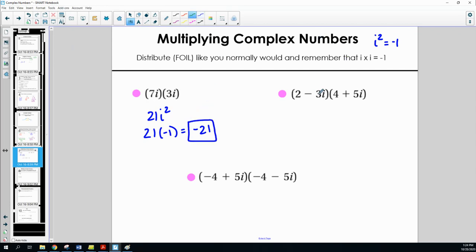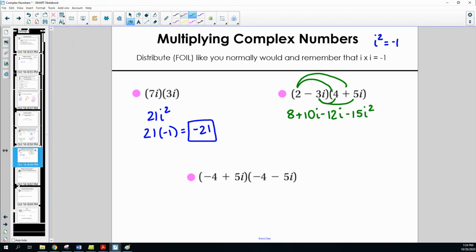Okay, and the second one, we have to FOIL. So notice that there's nothing in between these parentheses. In the previous example, when we had subtraction, we had the subtraction sign or we had the addition sign. When there's no sign in the middle, you're doing multiplication. So we're doing 2 times 4. We're going to FOIL this out. So we get 8. We're going to do 2 times 5i. So that's going to give us 10i. We have -3i times 4. So that's -12i. And then we have -3i times 5i, which is going to be -15i squared.